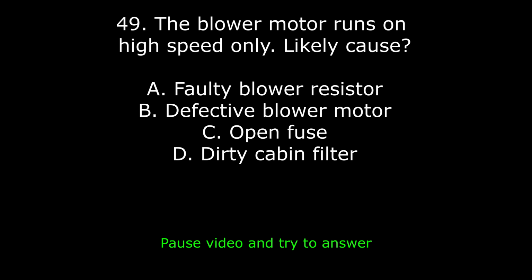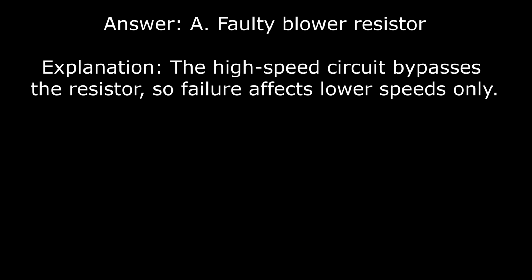49. The blower motor runs on high speed only. Likely cause: A. Faulty blower resistor. B. Defective blower motor. C. Open fuse. D. Dirty cabin filter. Answer: A. Faulty blower resistor. Explanation: the high-speed circuit bypasses the resistor, so failure affects lower speeds only.